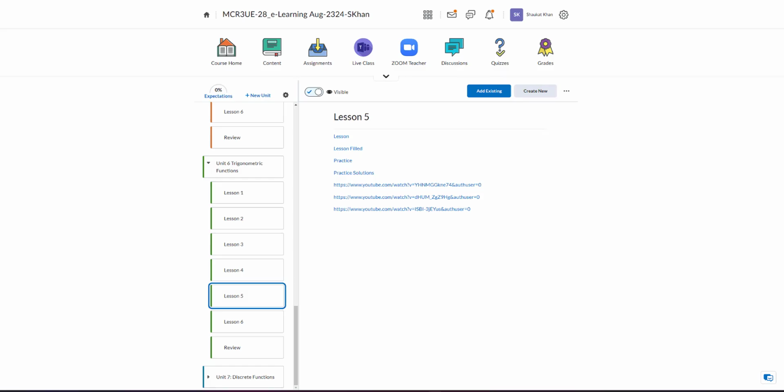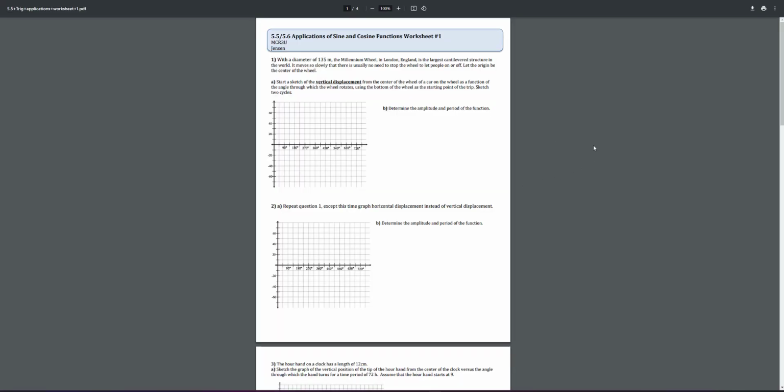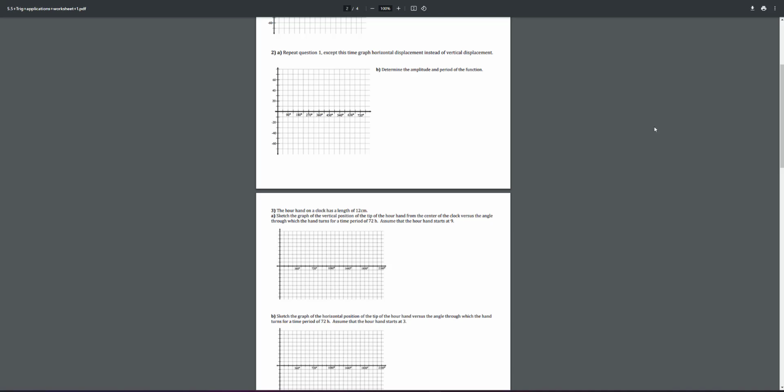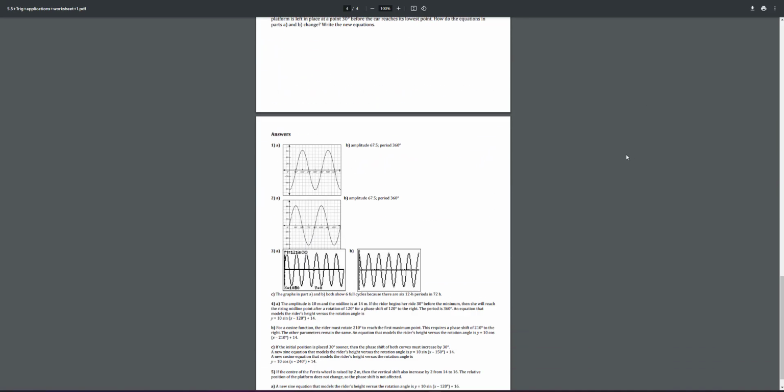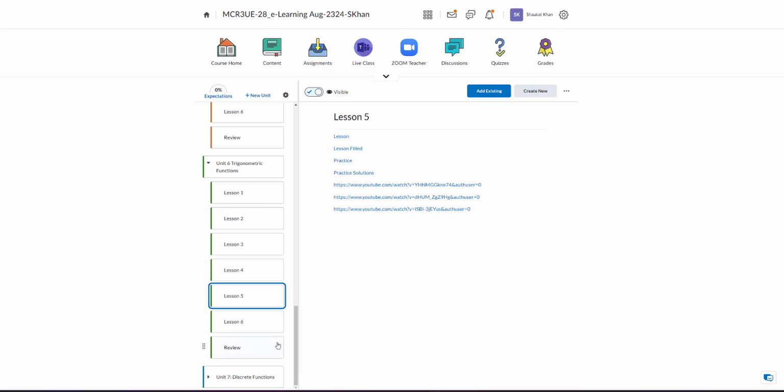I don't like these word problems at all. They suck. So the main types of word problems that you get are a tide problem or a Ferris wheel problem. Those are the 2 types of questions that you usually get in this unit.